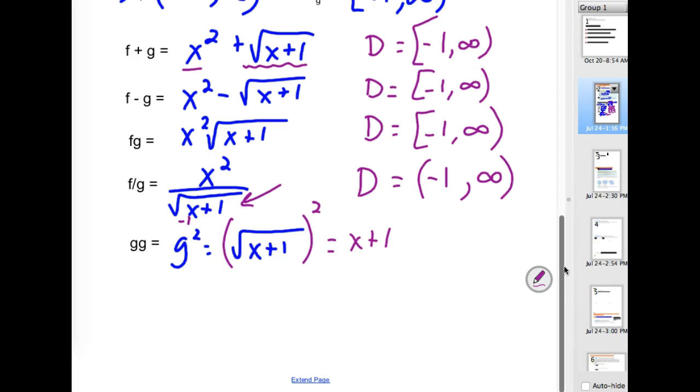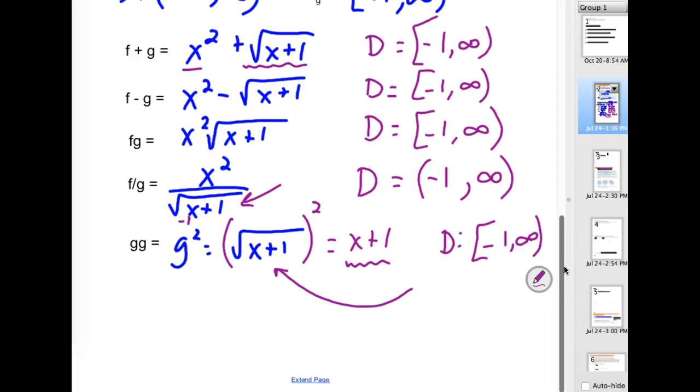For the last one where we were taking g times itself, notice that the square canceled the square root. So when you look at your final answer here of just a plain x plus 1, it doesn't appear like there should be any domain restrictions. However, we do have that domain restriction from back here. We can't use function g when x is less than negative 1. So we do have to go back and say that our domain is going to be from negative 1 on up.